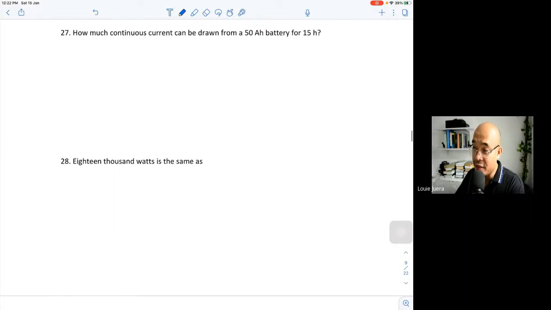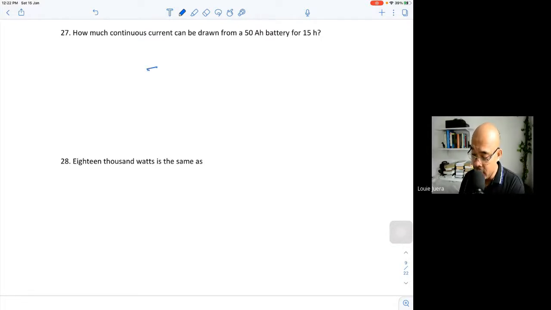Again, if this is the second time that you have watched this video, pause for a while and then try to solve this problem here. For the first time, let's continue. How much continuous current can be drawn from a 50 ampere hour battery for 15 hours? So very simple. Just do a manipulation of the units here.